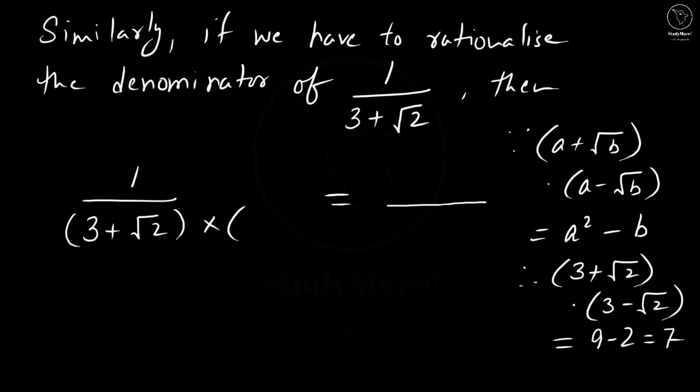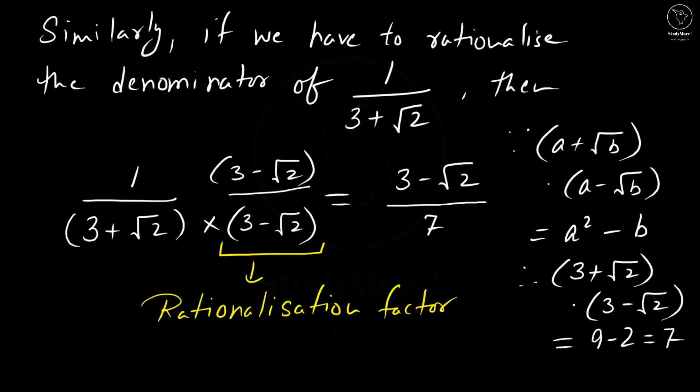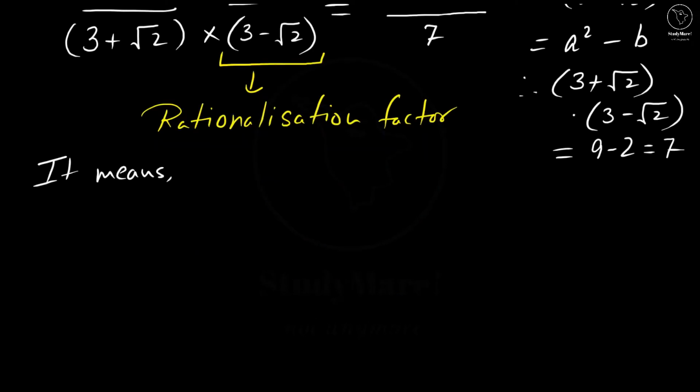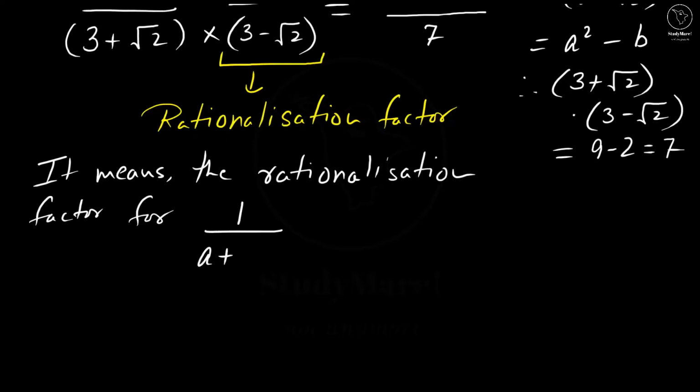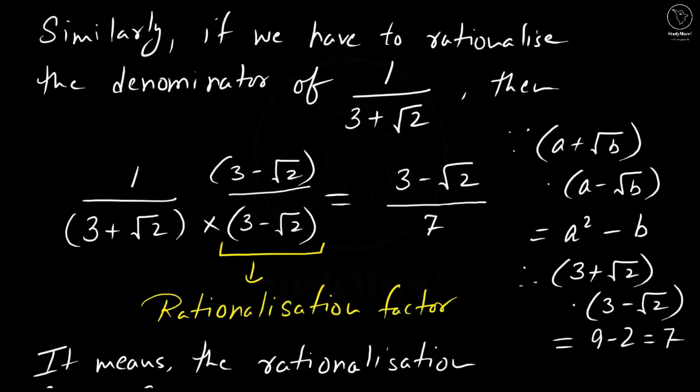So, we multiply 3 minus root 2 into the denominator as well as the numerator in the given expression. We get 3 minus root 2 by 7. Here, 3 minus root 2 is the rationalization factor. It means the rationalization factor for 1 by a plus root b is a minus root b. We can use this to solve all the similar questions.